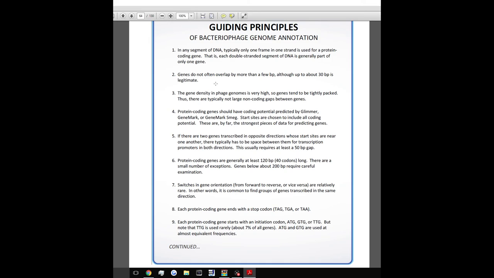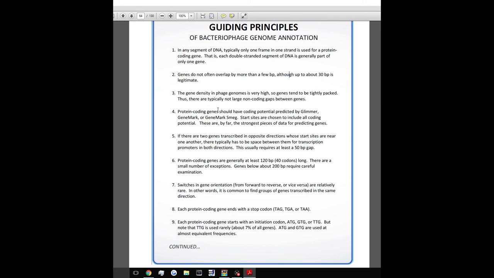Genes do not often overlap by more than a few base pairs, although up to about 30 base pairs is legitimate. So bacteriophage genomes are very small, they're very compact, so there sometimes is a lot of overlap and there's very little space in between the genes sometimes. So you won't find too many spaces in between genes and you won't find too big of overlaps, but there is some overlap. So if you're annotating your phage genome, it's very normal to see, you know, a 3-base pair overlap or a 6-base pair overlap, etc. So if the genes overlap, don't get scared, don't worry about that. Like it says here, up to 30 base pairs is legitimate.